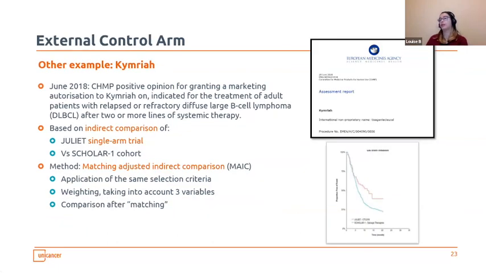A second example is Kymriah. The CHMP of the EMA gave a positive opinion for granting marketing authorization, indicated for the treatment of adult patients with relapsed or refractory large B-cell lymphoma after 2 or more lines of systemic therapy. This assessment was based on an indirect comparison of the single-arm trial called Juliet and a cohort, SCHOLAR-1, which combined several data sources like previous clinical trials or RWD. The method was a matching adjusted indirect comparison, called MAIC, with the application of the same selection criteria, the weighting taking into account 3 variables, and after that, the comparison after the matching or the weighting.